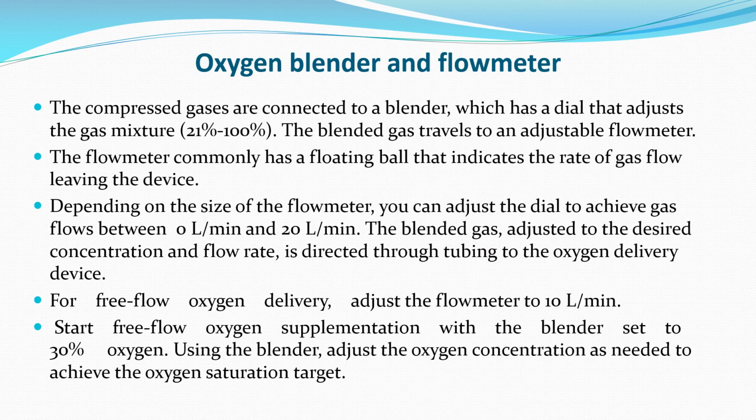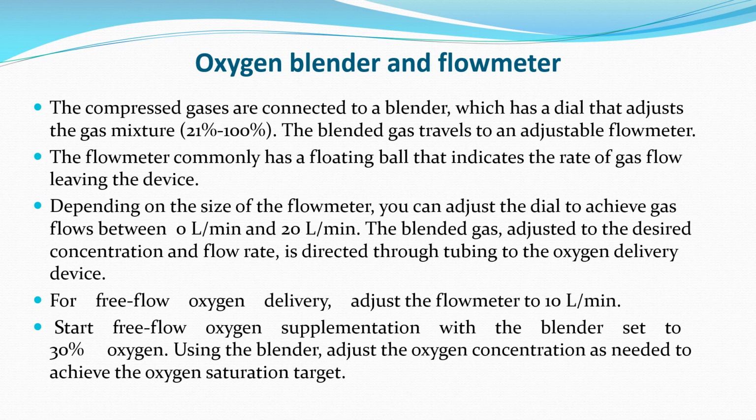The compressed gases are connected to the blender, which has a dial that adjusts the gas mixture from 21 to 100%. The blended gas travels to an adjustable flow meter. The flow meter commonly has a floating ball that indicates the rate of gas flow leaving the device. Depending on the size of the flow meter, you can adjust the dial to achieve gas flow between 0 liters per minute to 20 liters per minute. The blended gas adjusted to the desired concentration and flow rate is directed through tubing to the oxygen delivery device.